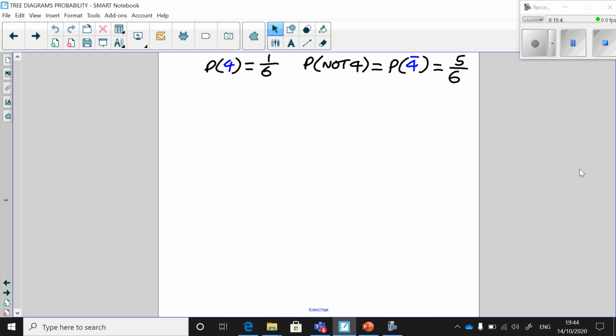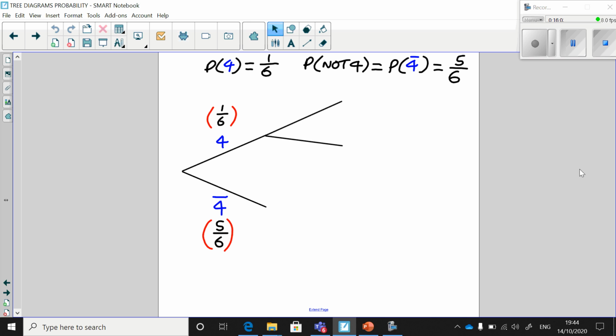They will relate to the 2 branches, the 2 decisions. There's the first one. Second one, is it going to be a 4, 1 over 6? Or is it not going to be a 4, 5 out of 6? Okay, so that's on the first row of the tree of dice. So then we have a second go.